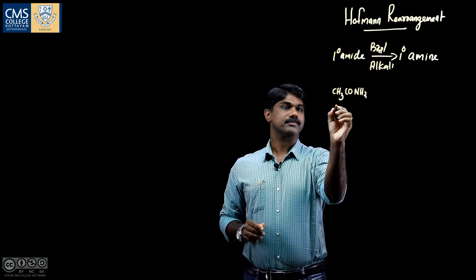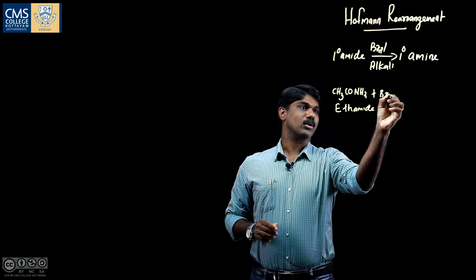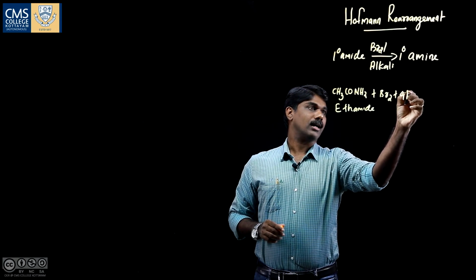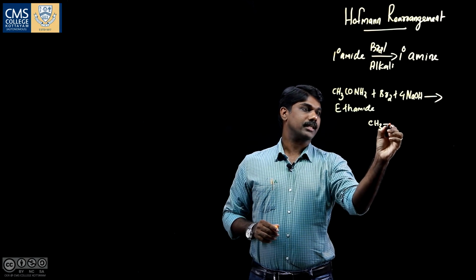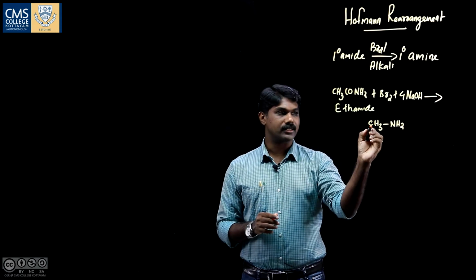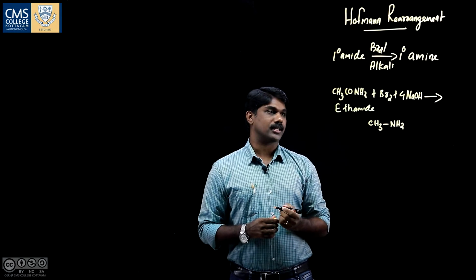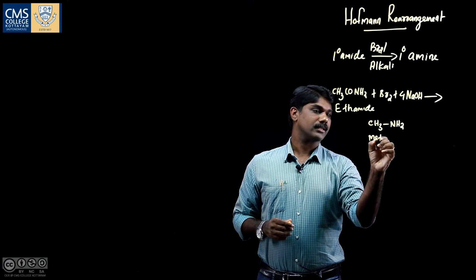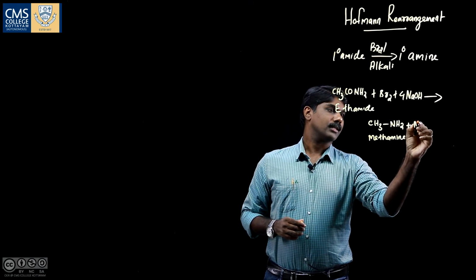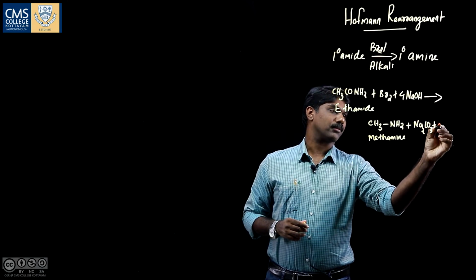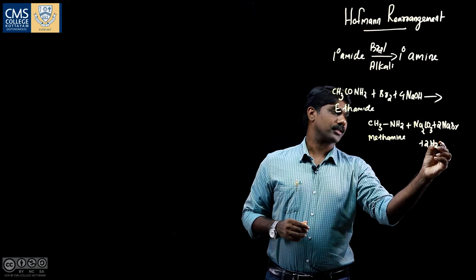CH3CONH2, this is ethanamide. This ethanamide on treatment with bromine and alkali like NaOH, we get CH3NH2 as the main product, and this is the primary amine with one carbon less as compared to the starting amide, and this is methanamine. And the side products formed are Na2CO3, sodium carbonate, then 2 molecules of NaBr, and again 2 molecules of water.